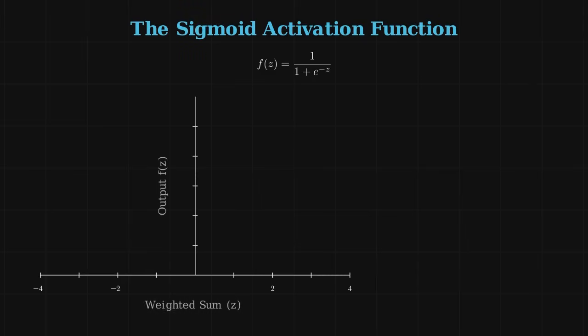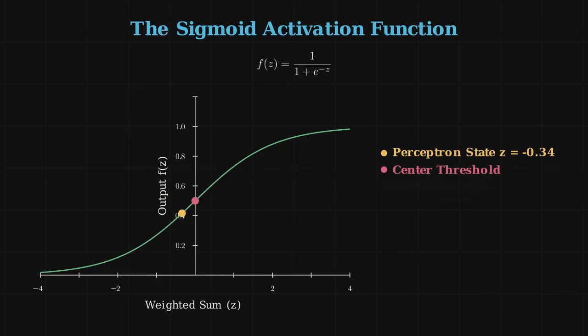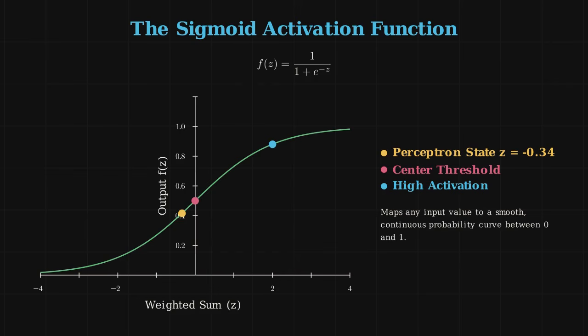Next, this internal state passes through an activation function. While early perceptrons used a simple binary step function to output a 0 or 1, modern networks use continuous mathematical curves like the sigmoid to introduce non-linearity. This allows the neuron to learn complex, non-linear relationships.